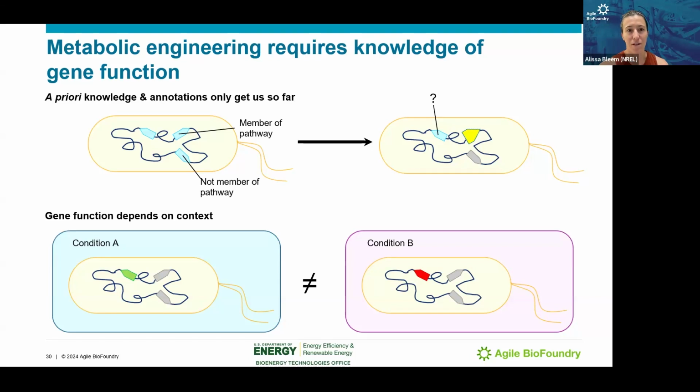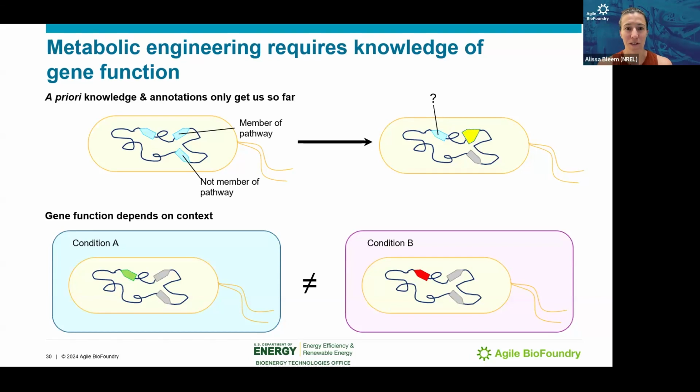If you're going to try and engineer a strain or learn more about it, you really need to know what the genes encode and what the function of those proteins is, right? Having a priori knowledge or automated annotation of a genome is helpful, but it can only get us so far. In this top cartoon, let's say I know that this top gene is a member of my pathway and the bottom gene is not. I can go ahead and overexpress the gene that I know is important and maybe ignore the one that I know isn't.